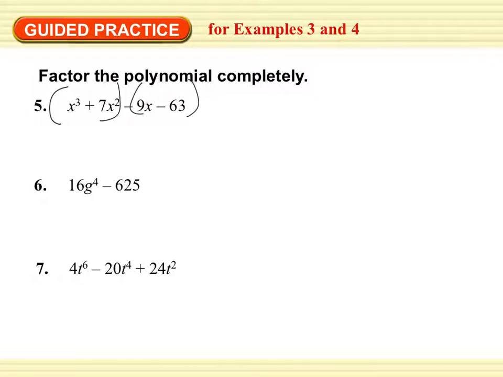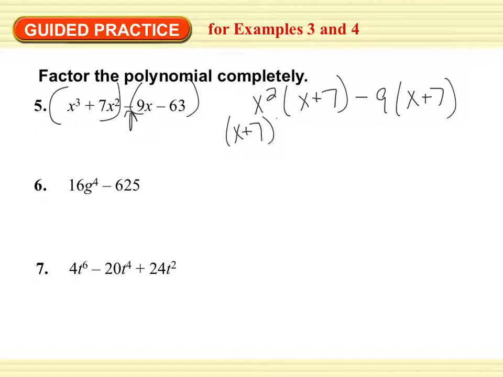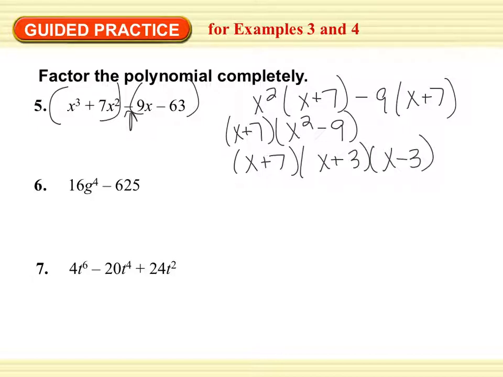Take my greatest common monomial out, which is an x squared, and I'm left with x plus 7, and then a minus 9, because whenever it's a minus there, I factor out the negative, and x plus 7. So I get x plus 7, x squared minus 9. Look at it, see if you're done. Here I'm not, because I have a difference of perfect squares again. So x plus 7 and x squared minus 9 factors to x plus 3, x minus 3. And now I'm done.